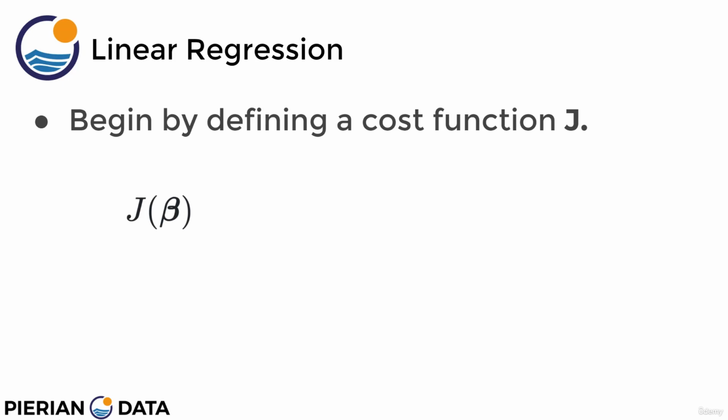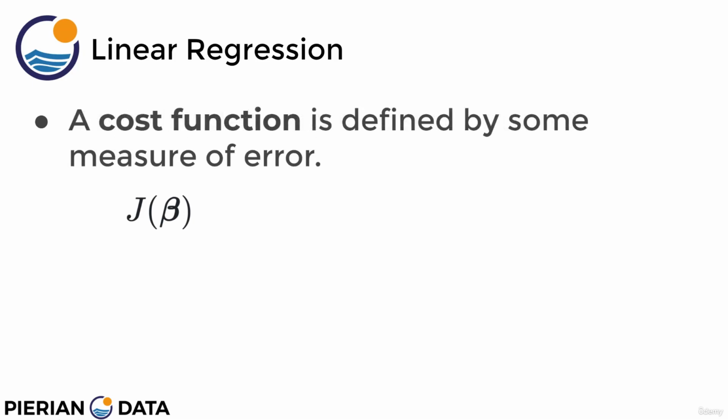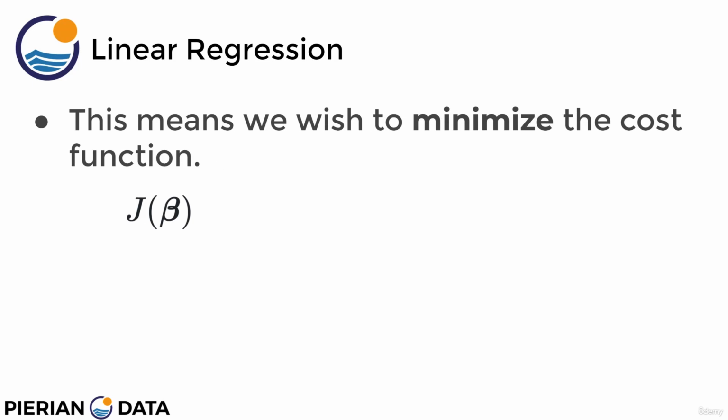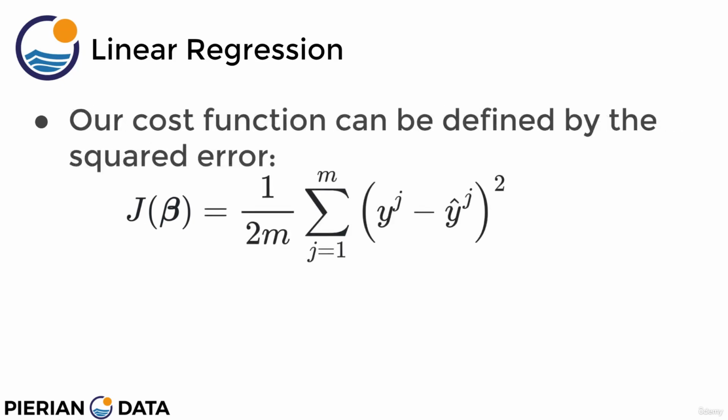And here we can see that we have this function of beta coefficients. And so what we're going to do is say that this function J of some beta coefficients is a cost function defined by some measure of error. This means we wish to minimize the cost function. I want to choose the values of beta that are going to minimize my error. And we actually just showed you the calculation for that error.